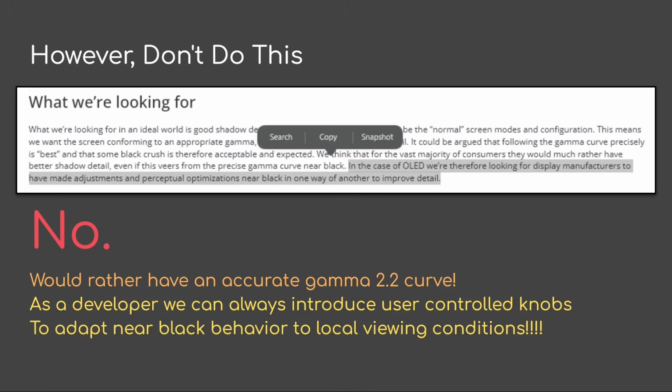I would rather have an accurate Gamma 2.2 curve. As a developer, we can always introduce user-controlled knobs to adapt near black behavior to the local viewing condition. But the only way we can accurately do that is if the transfer function is known. And if the display manufacturers are putting in some random transfer function, it makes it very hard to work around.